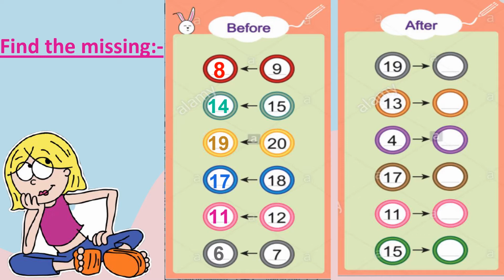Okay, second line, after numbers. In the first one here, what is the number that comes after 19? Remember, after means next or forward. So after 19, 20. After 13, 14. After 4, 5. After 17, 18. After 11, 12. The last one, after 15, 16.